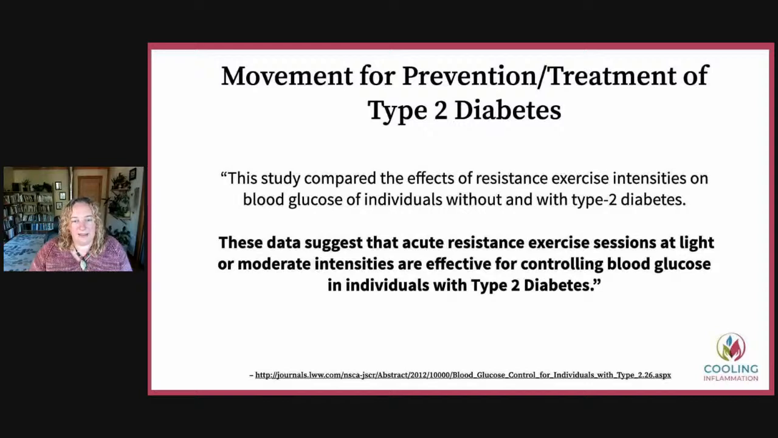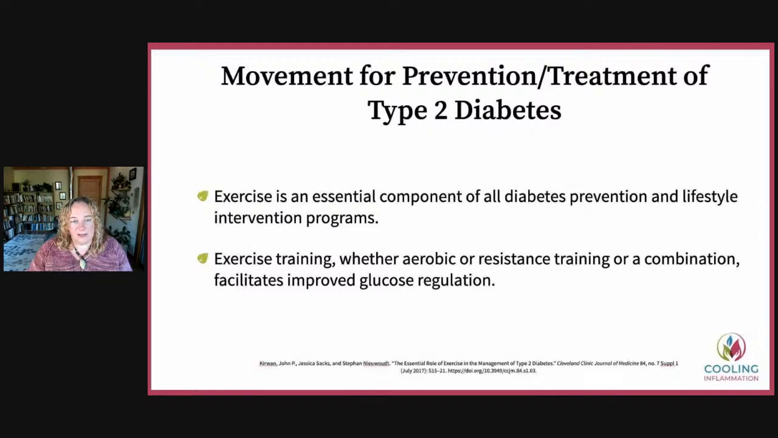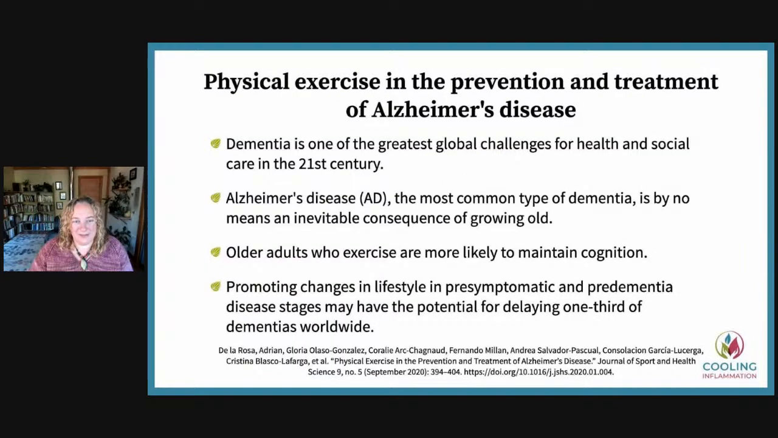And this is showing that acute resistance exercise sessions at light or moderate intensities are effective for controlling blood glucose in individuals with type 2 diabetes. That's something I saw again and again in clinical practice. People who were willing to commit to exercise and resistance training found that they could eat a wider range of foods and that their blood sugar was controlled much more readily. Exercise is an essential component of all diabetes prevention and lifestyle intervention programs. Exercise training, whether aerobic or resistance training, or a combination, which is even better, facilitates improved glucose regulation.